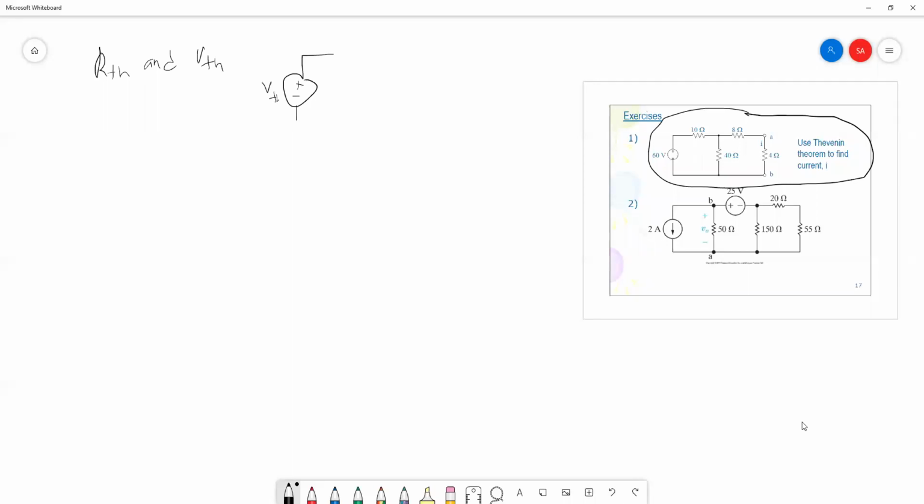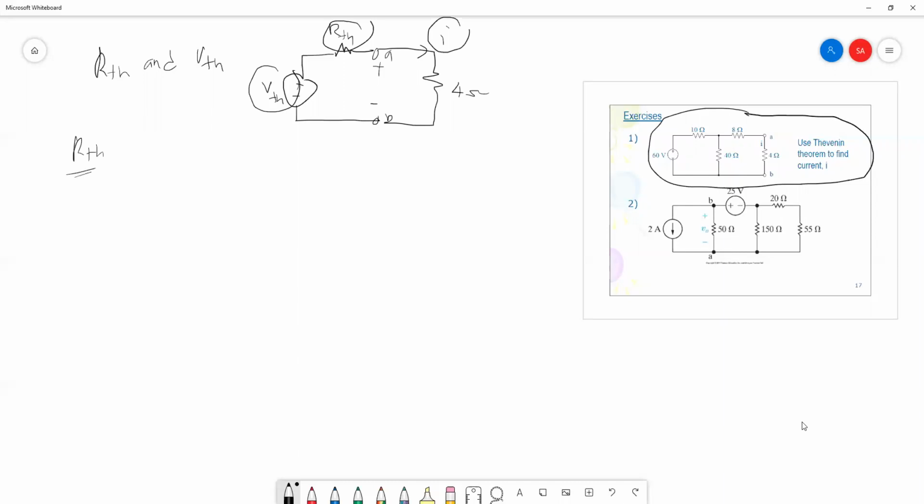So VTH and RTH, and this is your terminal A, B, which is positive, negative, and we consider that 4 ohm is your load. So we need to find this current. But the first step is you need to find this VTH and RTH. So let's start with the RTH.